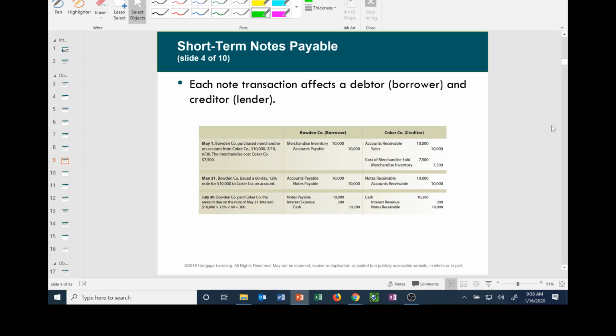Here's the borrower, here's the creditor. You buy merchandise inventory and credit accounts payable. If you can't pay for it in 30 days, you debit accounts payable, credit notes payable, and then you pay it off. Now the creditor would have accounts receivable and sales, and cost of merchandise sold and credit inventory. We went over those entries. Here he's going to debit notes receivable and credit accounts receivable. It just reverses. Here he's going to debit cash, credit interest revenue, and credit notes receivable. Just reverses.